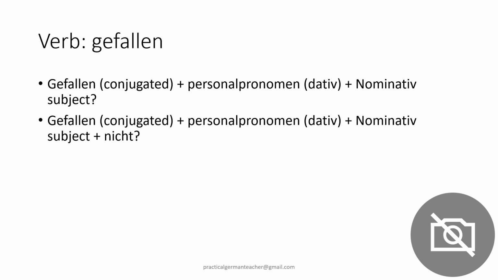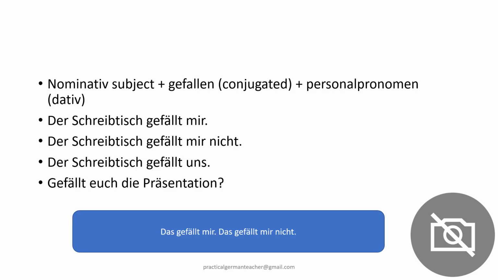Here is using the verb to frame questions, as when you want to ask someone else if they like something or some situation or not. So you use the verb gefallen in the first position, it must be conjugated, then the personal pronoun in dative to whom you are asking the question, and then the nominative subject. All right, here are a few examples.